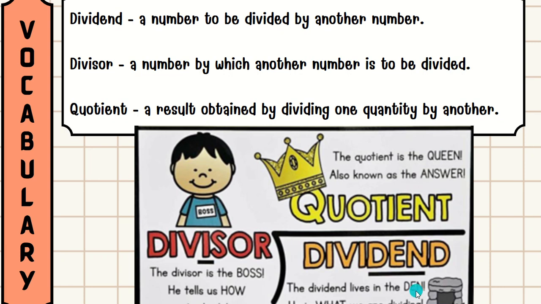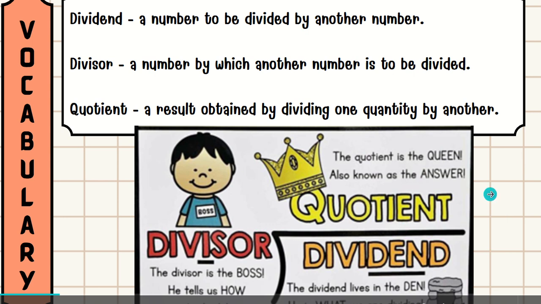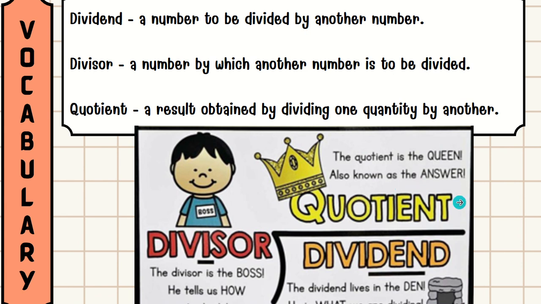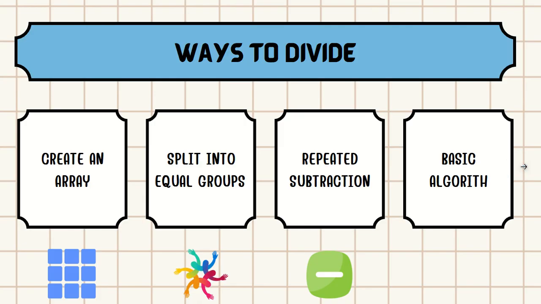The vocabulary. Remember that the number that is below this sign is called the dividend, the number that we need to divide into something. The divisor is the boss that tells us in how many groups we have to divide them. And the quotient, the queen, is the answer of the division. So every time someone says, give me the quotient, they are telling you to show the answer of the division.